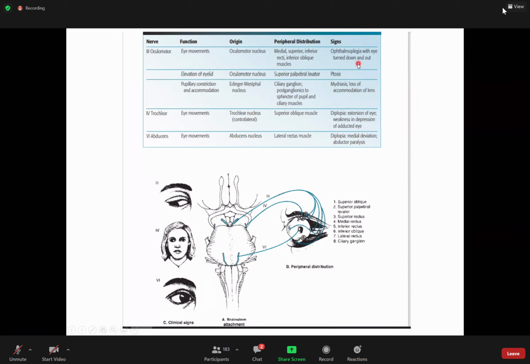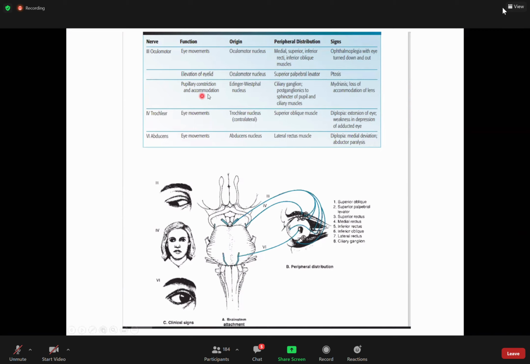Ophthalmoplegia with the eye turned down and out, this would be the position of the eye. So the eye would be turned out and down if there is damage to the oculomotor nucleus of the oculomotor nerve. Eyelid elevation would also be affected because the levator palpebrae superioris is affected. So your eyelid cannot go up. So there would be complete ptosis.